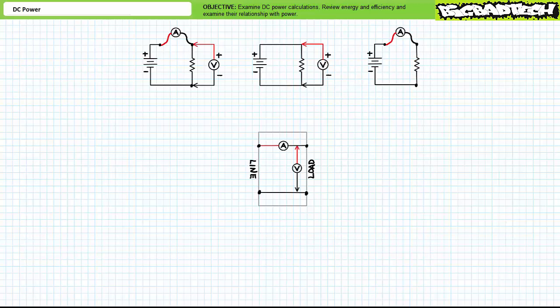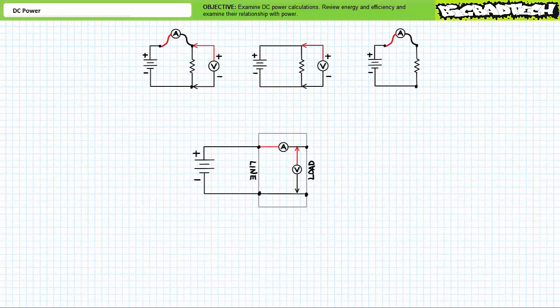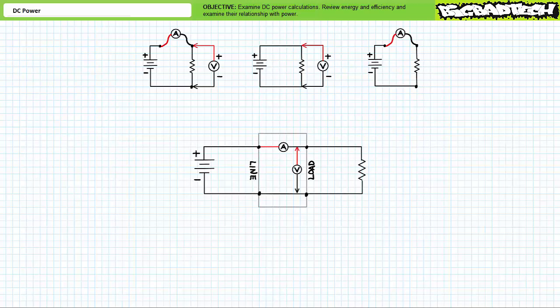Typically, a DC wattmeter is installed as a 2-input, 2-output bridge between a source and a load. 2 input terminals, ordinarily labeled line, are connected to the source terminals, and 2 output terminals, ordinarily labeled load, are connected to the load. Arranged in such a fashion, the ammeter portion of the wattmeter measures current from the source through the load, and the voltmeter portion measures voltage across the load.